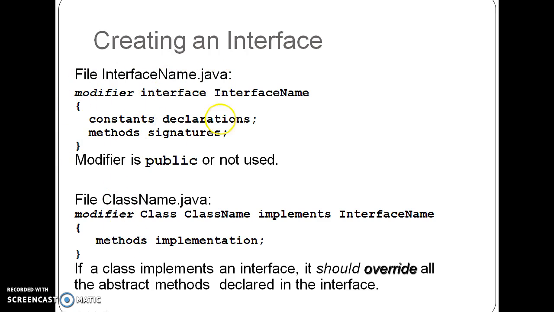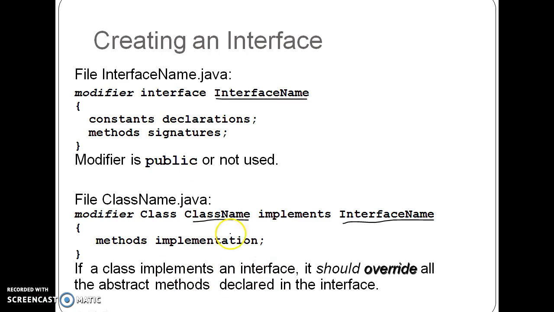Now we can implement this interface in a class. The syntax for that is modifier class, class name, implements, interface name. The modifier again can be public, or it is not used, followed by class, which is the keyword, and then the class name, which is the name given to the class by the user. Implements is the keyword used to indicate that a particular interface is implemented in a class. So this interface is implemented in this particular class, and you can implement methods inside it.